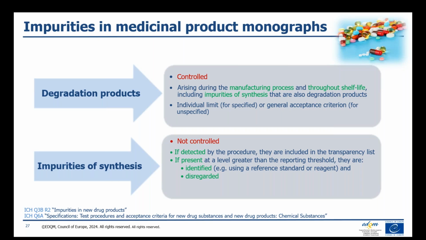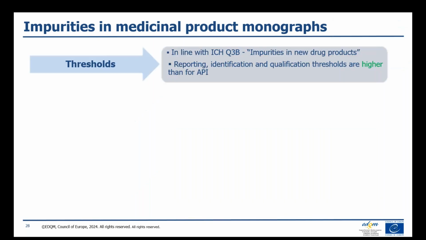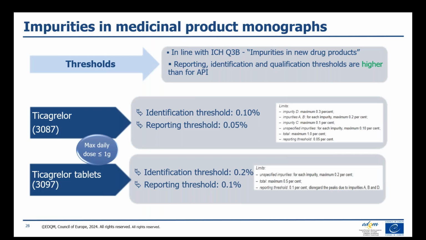For the thresholds, again, we follow ICH Q3B. If you compare the two thresholds, you can see that there are some differences. Most of the time, the reporting, the identification, and the qualification thresholds are higher than for the API. I put an example here, so maybe it will be easier to understand.